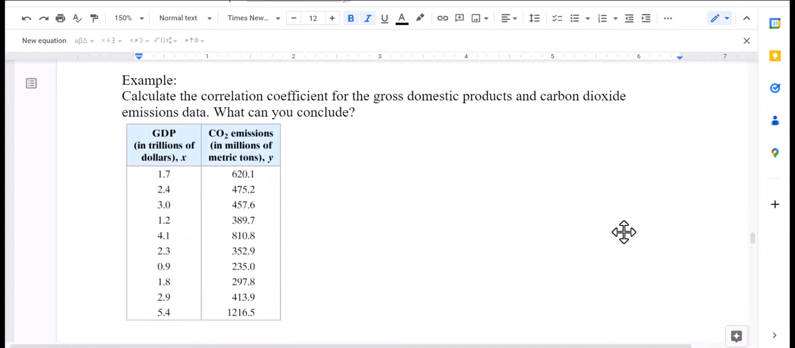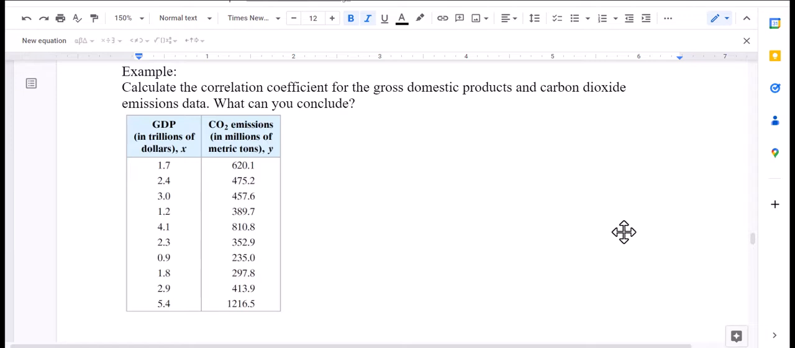So let's try this next example. Calculate the correlation coefficient for the gross domestic product, the GDP, and the CO2 emissions data. What can you conclude? Essentially, we want to see, is there an association between gross domestic product and CO2 emissions? So what is GDP? Think about what that means, or you might want to pause the video and Google it if you're unsure. The GDP is essentially measuring the economy of a country, right? In terms of exports and economic growth in that particular country.